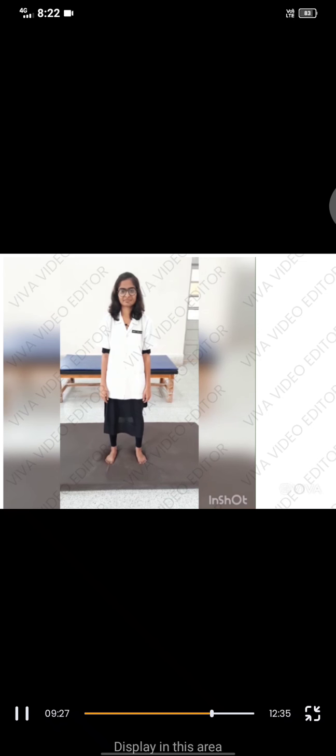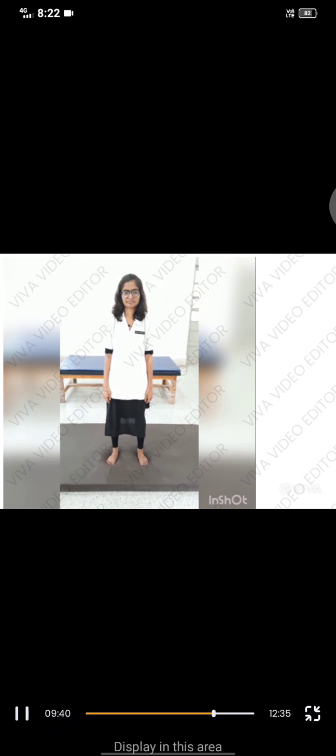Pattern, standing on a soft surface with a wide base of support and both eyes open. In this pattern, the subject is asked to stand on a soft surface with a wide base of support and both the eyes open, and try to maintain a balance.